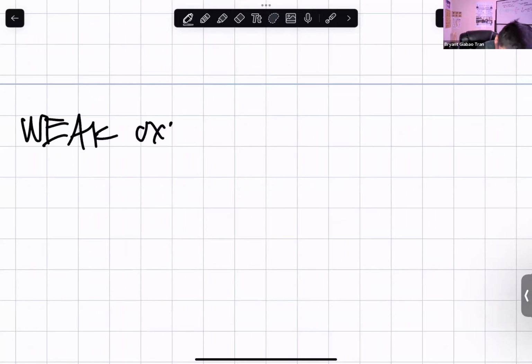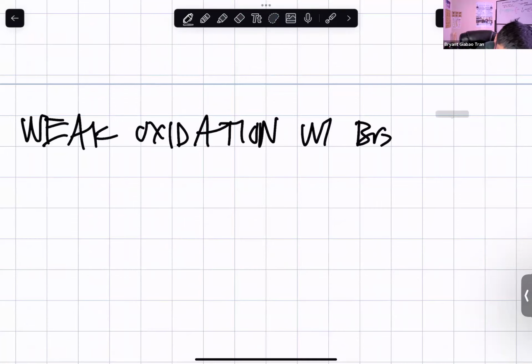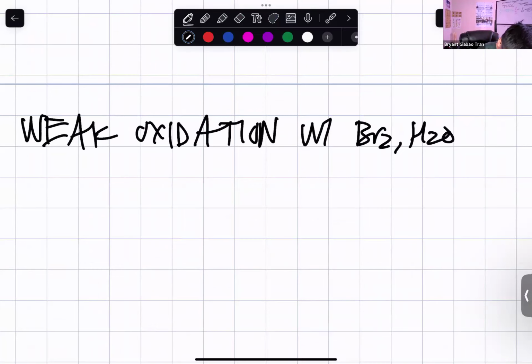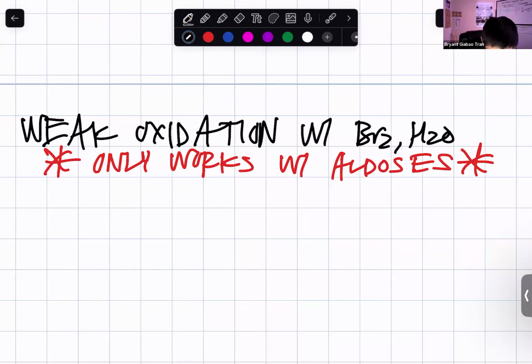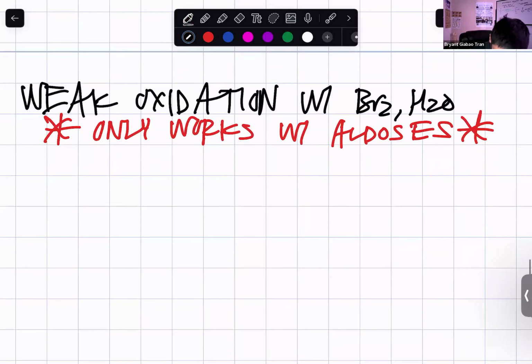Okay, so now the next one I want you guys to know is weak oxidation with Br2 and water. And the most important thing about this reaction is that this only works with aldoses. Only works with aldoses. So if you see this reaction with the ketose, the answer is going to be no reaction, or in Farahat's words, there is no significant amount of product formed.